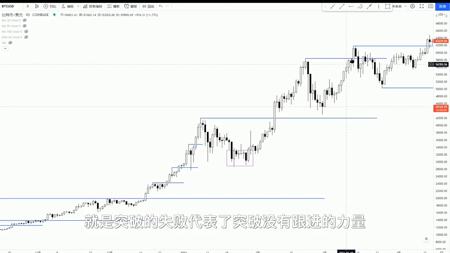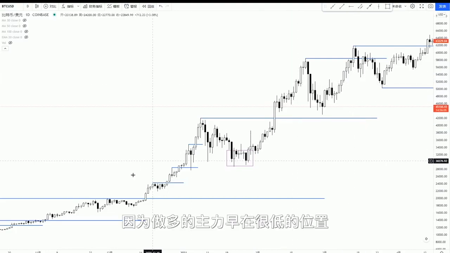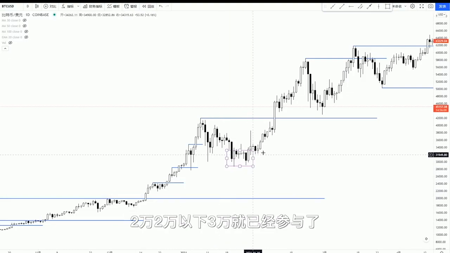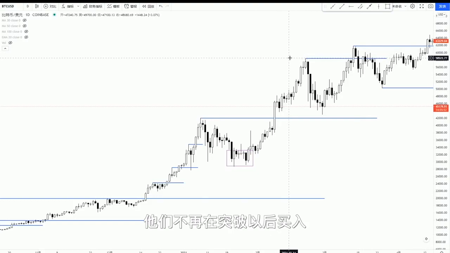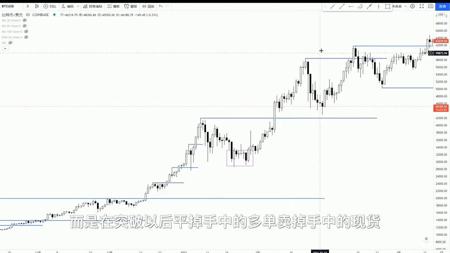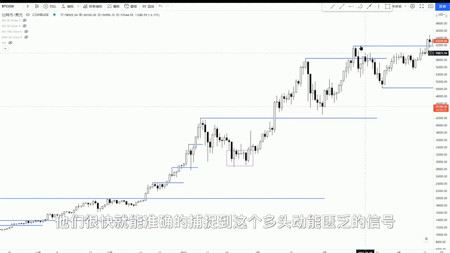Because the main bulls at a very low position, under 22,000 to 30,000, have already participated, they began to liquidate profits at this point. They no longer buy after the breakout, but after the breakout close out their long orders and sell the spot. And at this time, the main short institutions will soon accurately capture the signal of the lack of momentum. They will increase efforts at this time to lay out short orders.